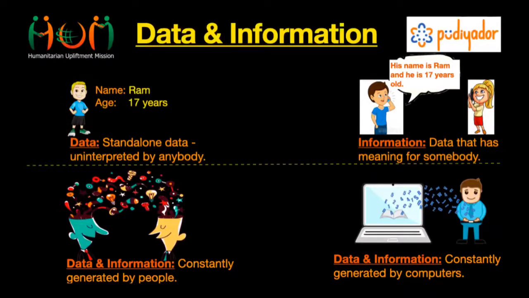The moment your phone call is recorded by your phone company, or your message is recorded by WhatsApp and Facebook, it basically becomes data and information. So people are generating information all the time. Now, on the right side, you will also see that information is generated by computers all the time. So what are some examples of information that are generated by people all the time?